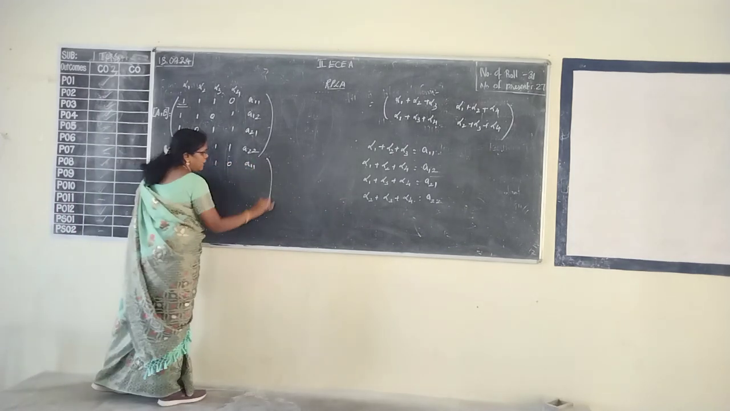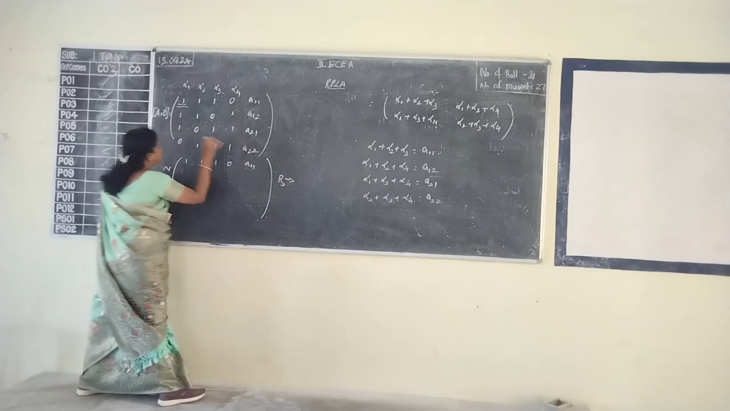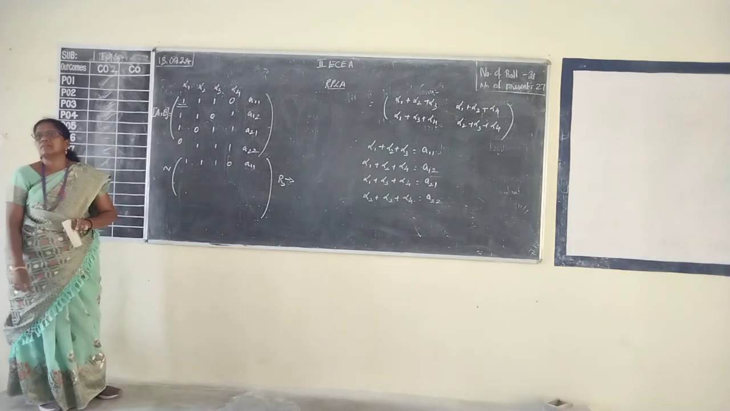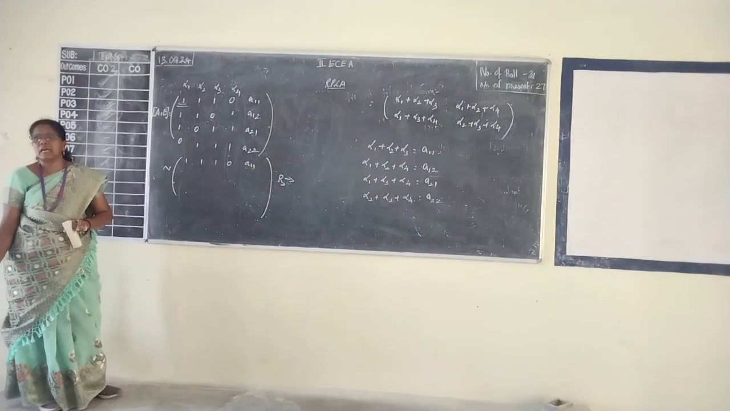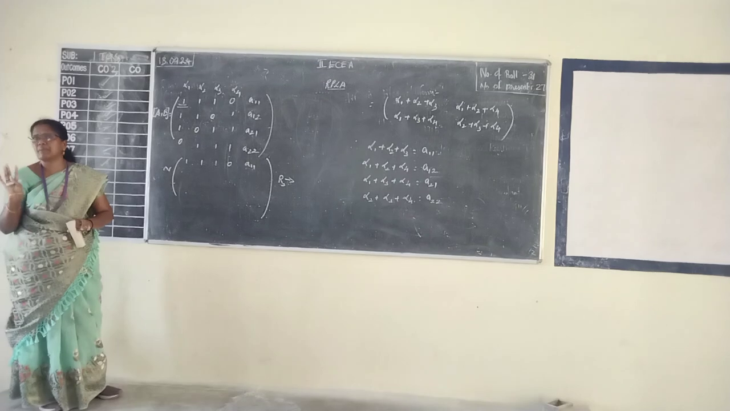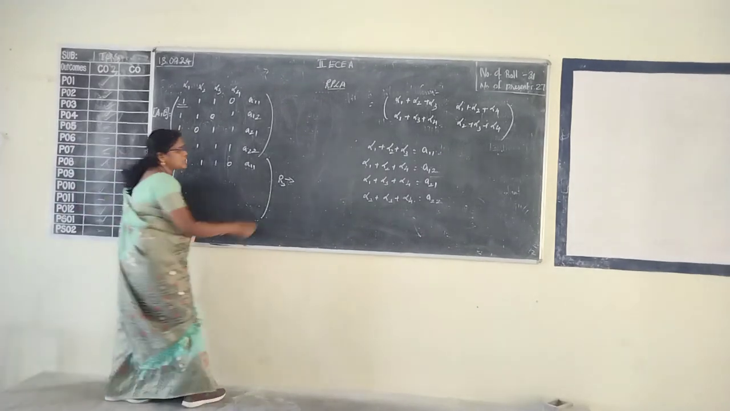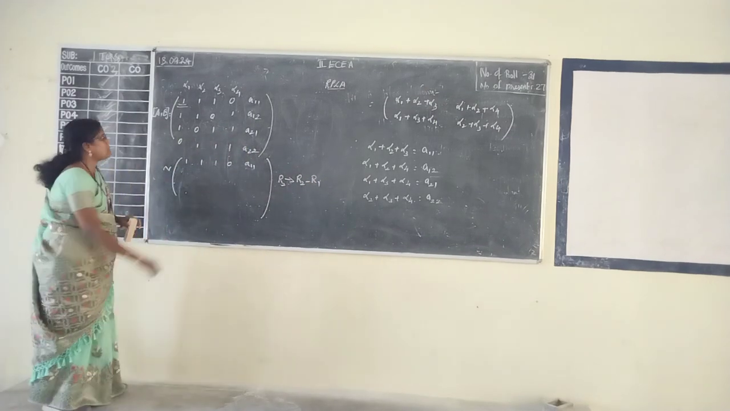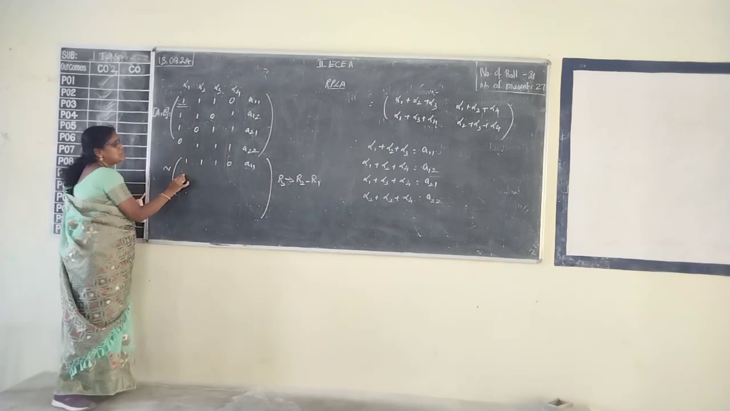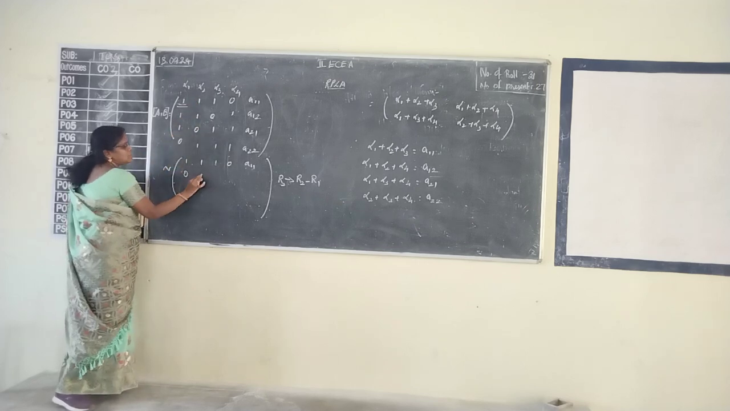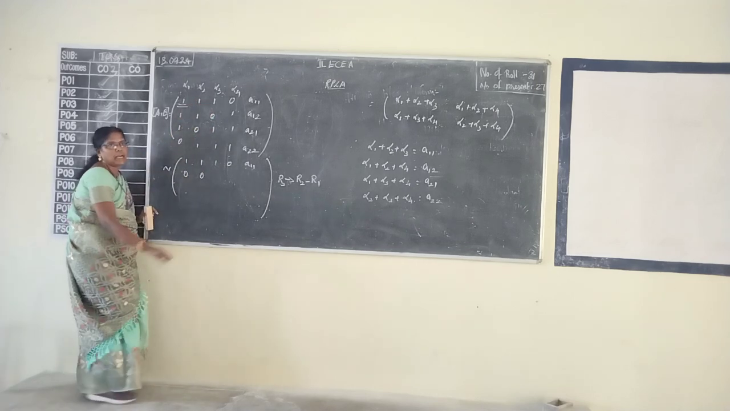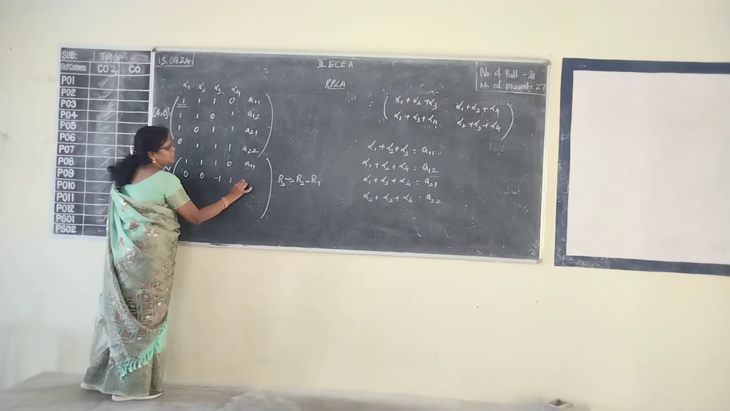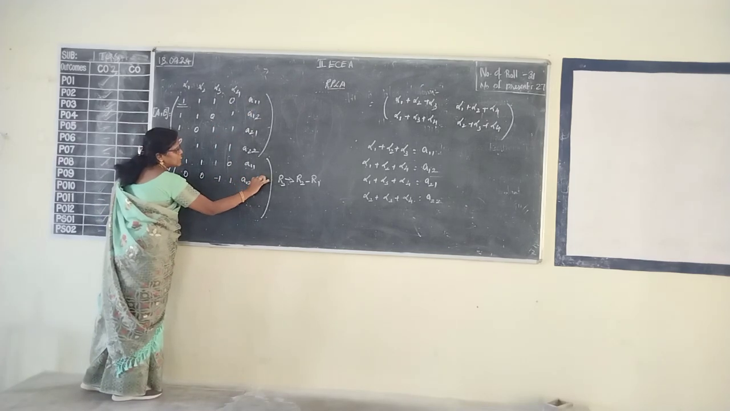Now second row. So here it is 1, here also it is 1. How can you change it? Subtract or add? Subtract, because both are 1. So if you subtract this, automatically it will become 0. So R2 is transformed as R2 minus R1. So subtract both. 1 minus 1 will become 0. Again 1 minus 1, 0. 0 minus 1 will become minus 1. 1 minus 0 is 1. You will get this to be A12 minus A11.